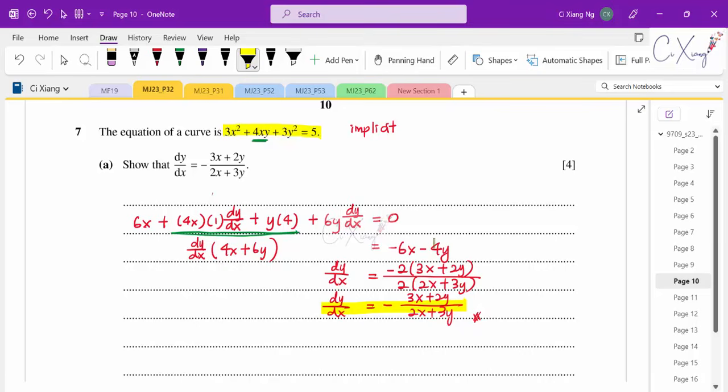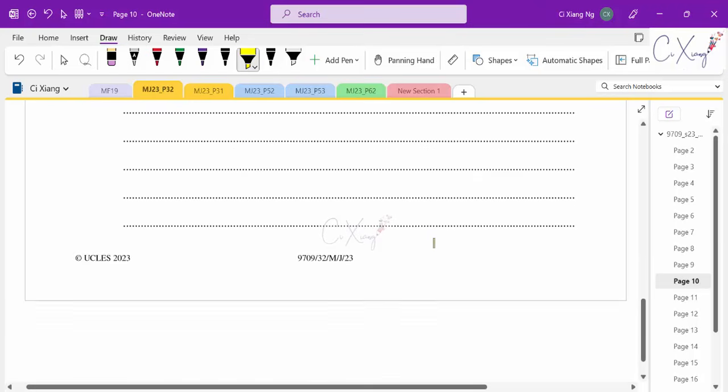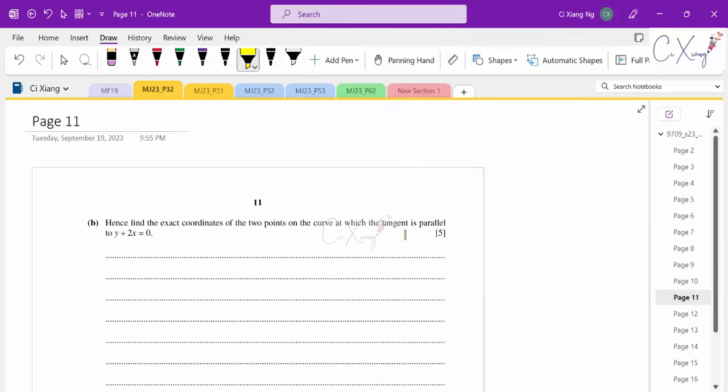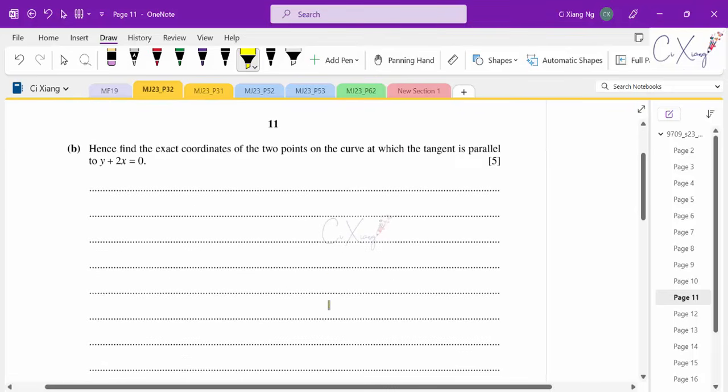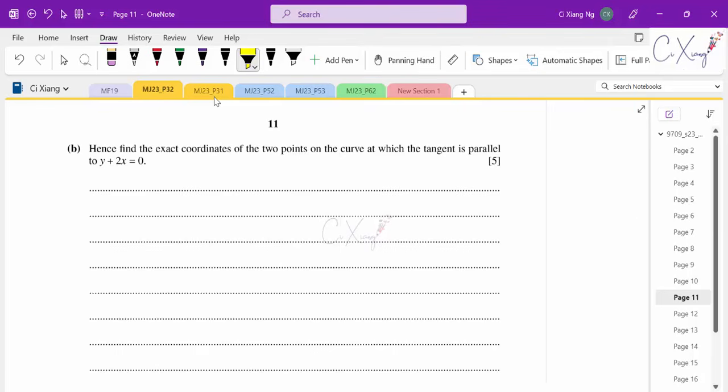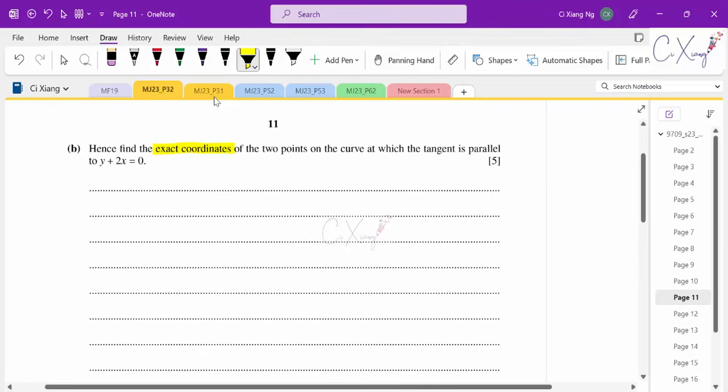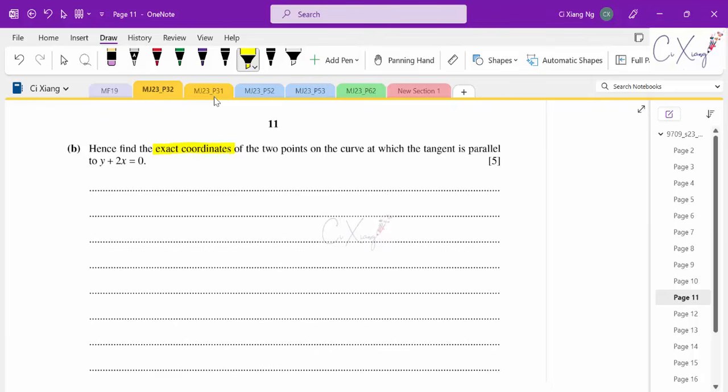Okay, now proceed to part number 2. For part B, they want us to find the exact coordinates of the 2 points on the curve at which the tangent is parallel to y plus 2x equals 0. There are a few important keywords here. Highlight the keyword exact coordinates. Exact means that your final answer should be in surd form. Also take note that we will have two answers later because we have 2 points on the curve. And they are saying that the tangent is parallel to this line.